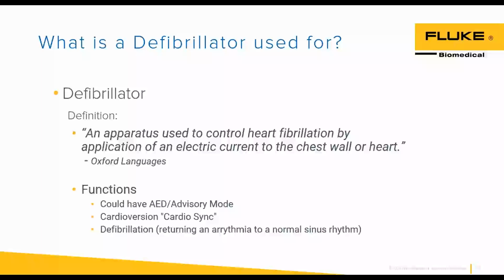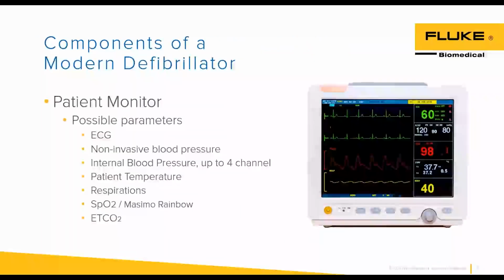So some of those functions, again, that AED mode or advisory mode, you might hear cardioversion, where we have an abnormal heart rhythm, and we're going to try to shock the heart at an exact, precise period in the sinus waveform to cause it to get back into rhythm. So that's a very specific test, that cardioversion test. And then again, we talked about defibrillation, where we're going to return the heart from any arrhythmia back to that normal sinus rhythm. And that's going to lead us into some of the components of the patient monitor portion of it.